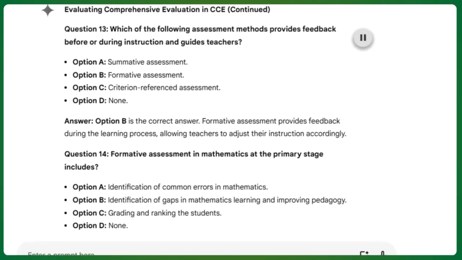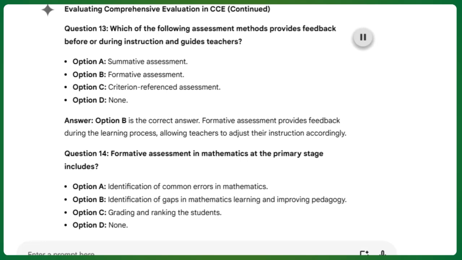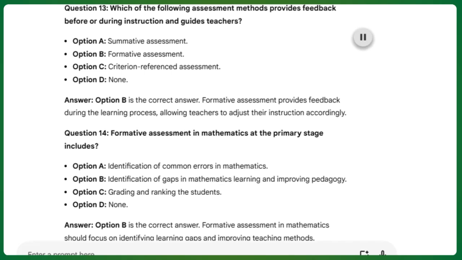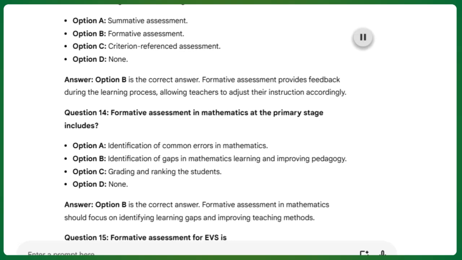Question 13. Which of the following assessment methods provides feedback before or during instruction and guides teachers? Option A, summative assessment. Option B, formative assessment. Option C, criterion referenced assessment. Option D, none. Answer. Option B is the correct answer. Formative assessment provides feedback during the learning process, allowing teachers to adjust their instruction accordingly.